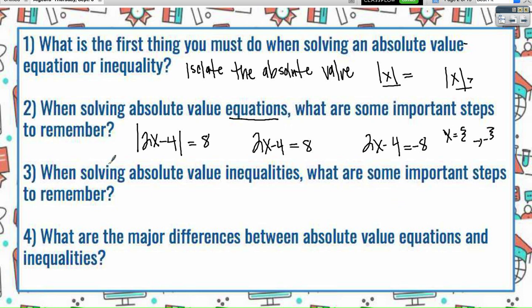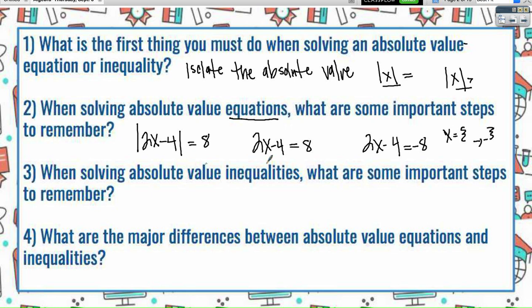If it had been set equal to 0, then I would only have one answer. If it had been equal to a negative number, then I would have no solutions because it is impossible for the result of an absolute value to come out negative. All right, when solving absolute value inequalities, what are some important steps to remember?